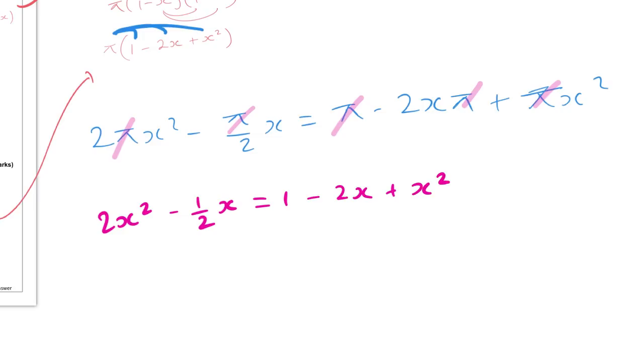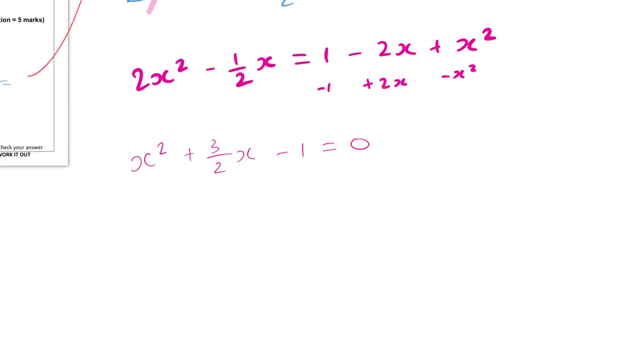I'm going to move everything to the left-hand side because I can see a quadratic here. So, guys, if I minus x squared from both sides, plus 2x to both sides, minus 1. 2x squared minus x squared, what do we get? X squared. Minus a half x plus 2x. What do we get? Yes, 1.5x or 3 over 2x. And then minus 1 equals 0. If I want to make my life easier, even though fractions are our friends, what could I do? I could multiply everything by 2. If I multiplied everything by 2, I'm going to get 2x squared plus 3x minus 2 equals 0.